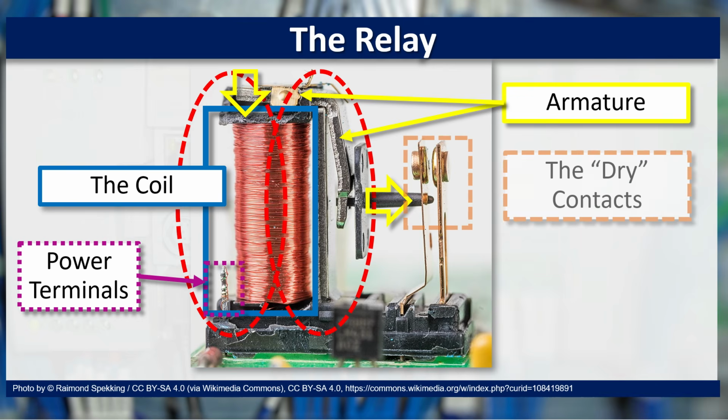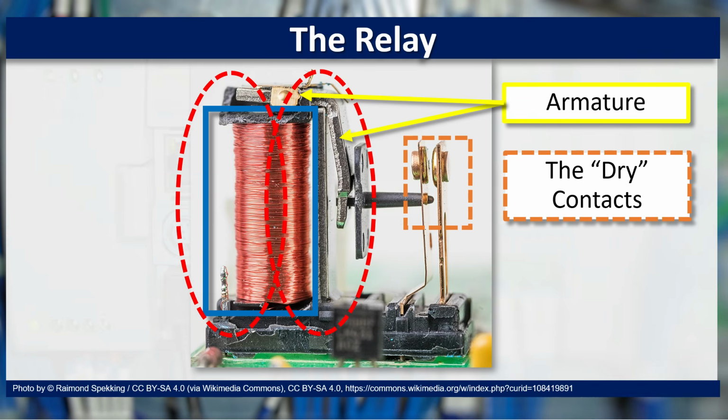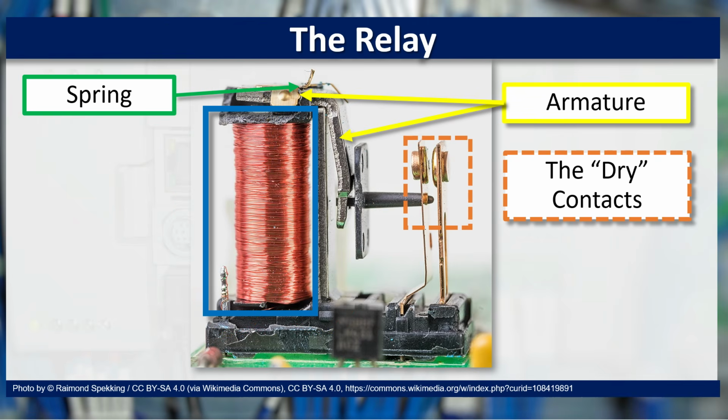The contacts that close are often called dry contacts. This is to identify that they are not electrically connected to the coil circuit's power terminals. When power to the coil is removed, a spring pulls the armature back to its shelf state or open contacts position.